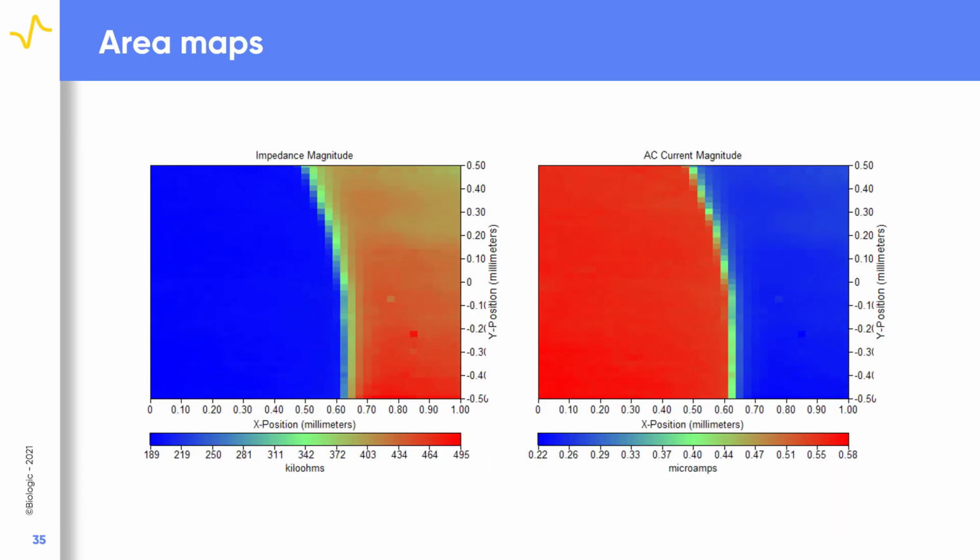When the area scan is performed over the gold resin boundary, we can see that the two regions have distinct behavior. On the left, we have the impedance magnitude, which shows a sharp definition between the gold and resin, with the gold having a lower impedance than the resin. With ac-SECM experiments, users have access to a number of map types other than the impedance magnitude, including the AC current magnitude, as shown on the right.